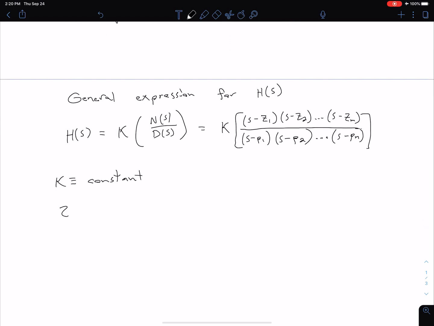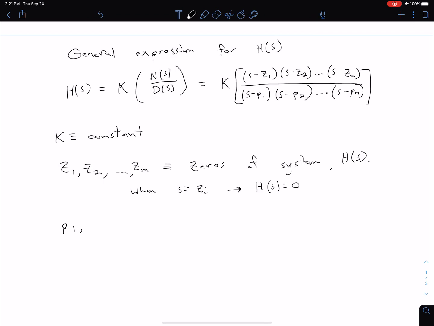So each of these z's up here, so our z1, z2, so on all the way to zm, are the zeros of our system, or zeros of h of s. And so why do we call these zeros? Well, when we have s equal to any of those zeros, we can see that that makes our h of s equal to 0.